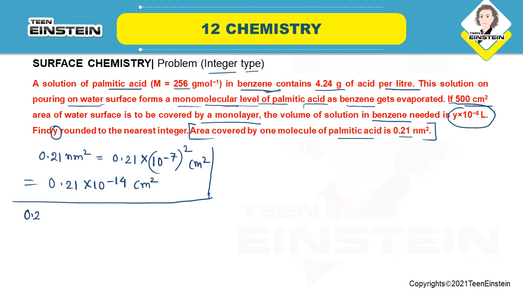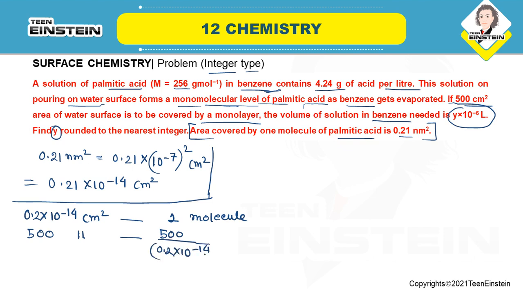We have to divide 500 by this value that we have just obtained. So 0.21 into 10 to the power minus 14 centimeter square area is covered by one molecule. So if we want to know the number of molecules to cover 500 centimeter square, this will be equal to 500 by 0.21 into 10 to the power minus 14 number of molecules. This is equal to 2.38 into 10 to the power 17 molecules.